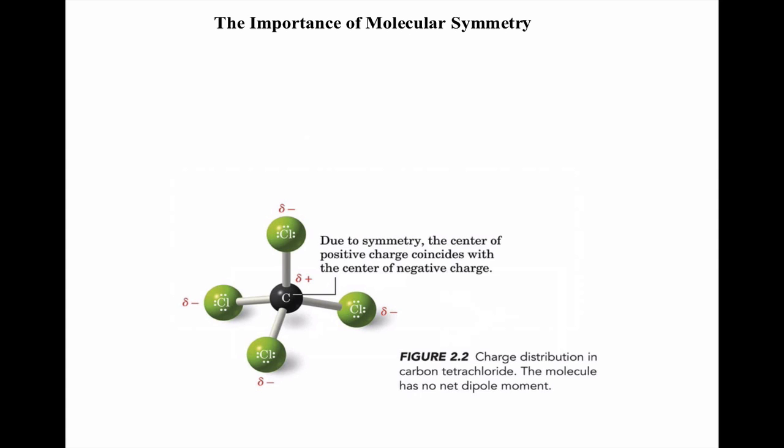But electronegativity differences aren't everything. Carbon tetrachloride, which is shown there, so we have carbon with 4 chlorines on it. I think you all will agree that carbon is less electronegative than chlorine. So chlorine is pulling the electrons to itself, and we have a polar bond, carbon being partially positive, chlorine being partially negative. Carbon tetrachloride is nonpolar. Why?